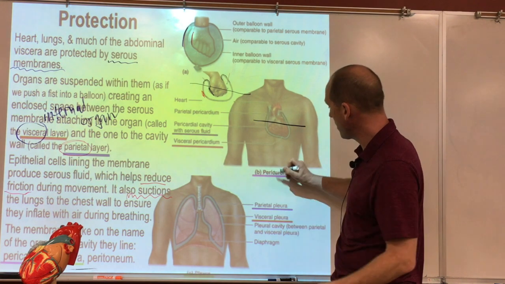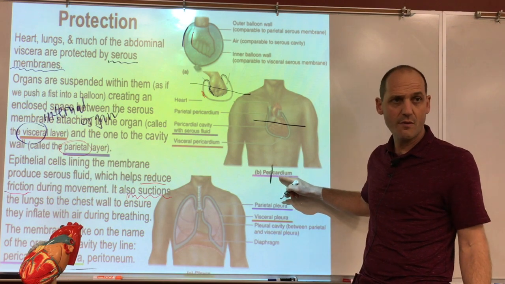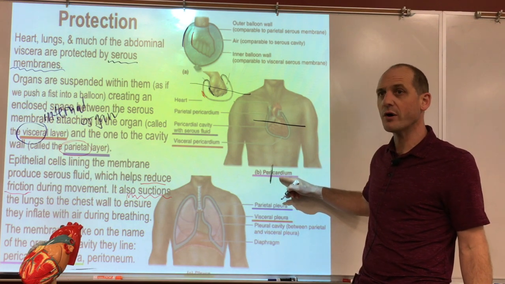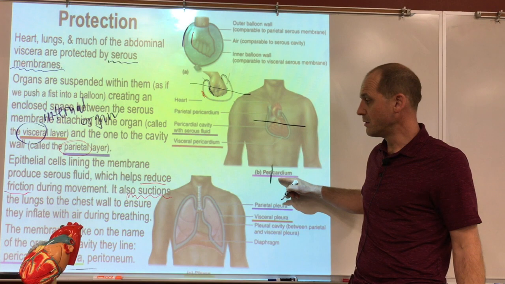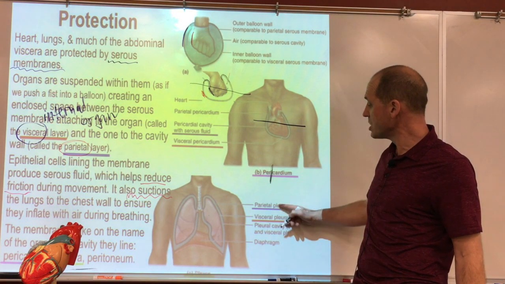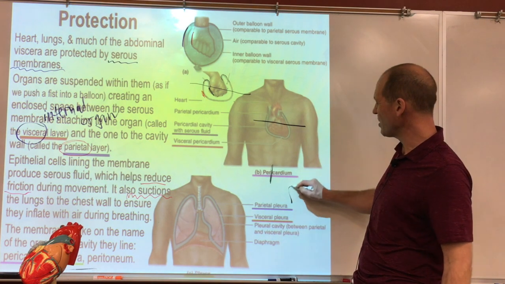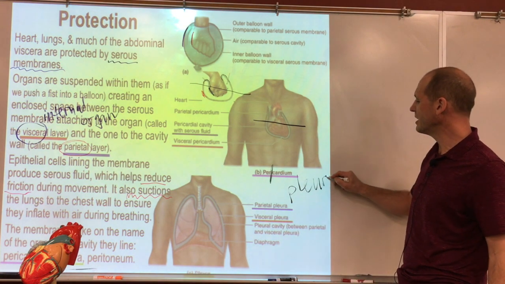Peri means around, and cardium means heart. It's a membrane around the heart. In the chest, it's known as the pleura. Maybe you heard before somebody having pleurisy.